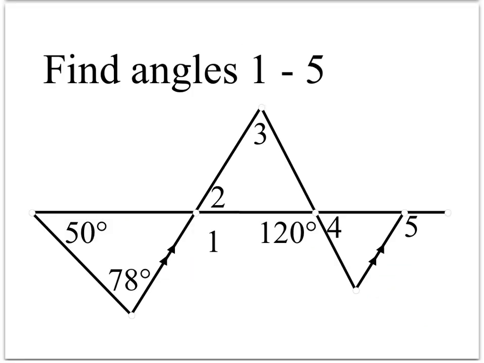So in this example, there are several problems in this one picture. I know a few angles here, and I have angles 1 through 5 that I want to find. And there are some exterior angles here, among other things. So if I start with angle 1, it is exterior to this triangle here. And we know the remote interior angles. They are 50 and 78. So angle 1 will be 128 degrees because I just add those together.